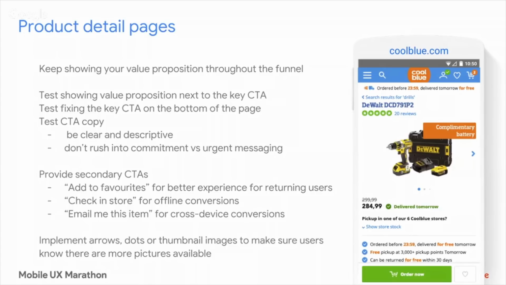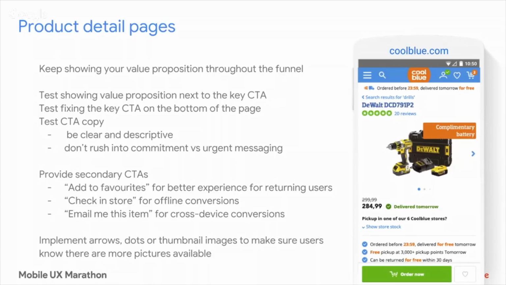So that's the Coolblue example, and it reflects a few basics of design in landing pages, right? First of all, you do need to show the key call to action displayed above the fold, right? And you can consider fixing the call to action at the bottom of the page. In this case, it's always available for the user. You can also test the call to action copy, right?